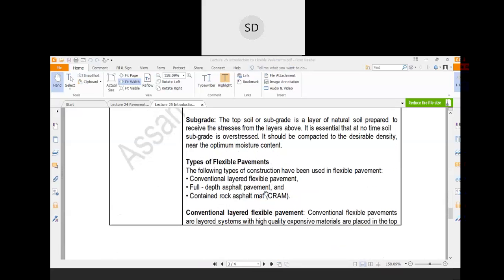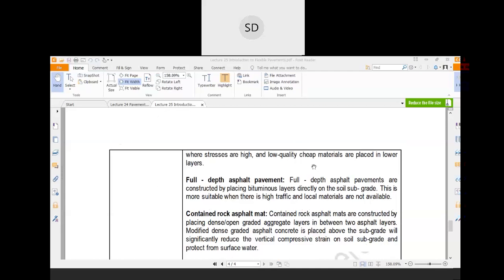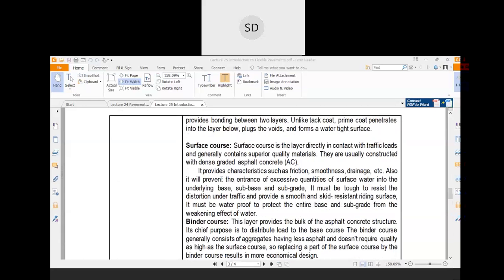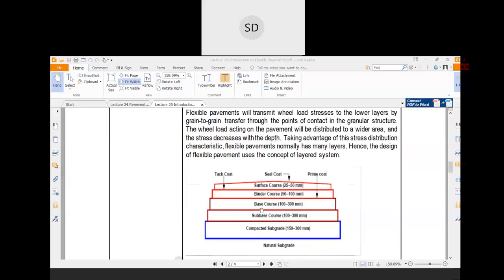Now there are different types of flexible pavements. First one is conventional layered flexible pavement, that is what we have discussed. Then another type is called full depth asphalt pavement. The full depth asphalt pavements are constructed by placing bituminous layers directly on the soil subgrade. Okay, so there would be no layer of sub-base, base or binder courses. There would be subgrade layer, and above this there would be a surface course.